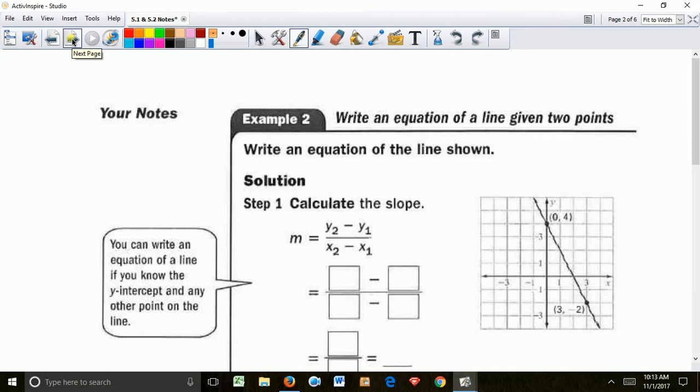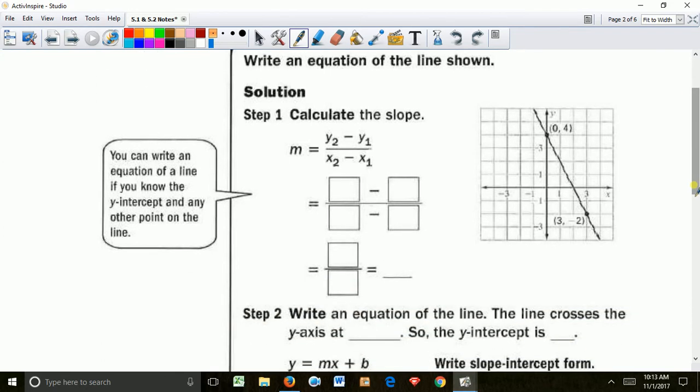Right, and moving on. Example 2, they want you to write an equation of the line shown. Here they do give us a graph, so rather than using the slope formula, you could calculate the line just by looking at the graph. For one thing, you want to identify the slope and y-intercept. The y-intercept is given by 4, so we're crossing the point 0,4. And now we can calculate the slope.